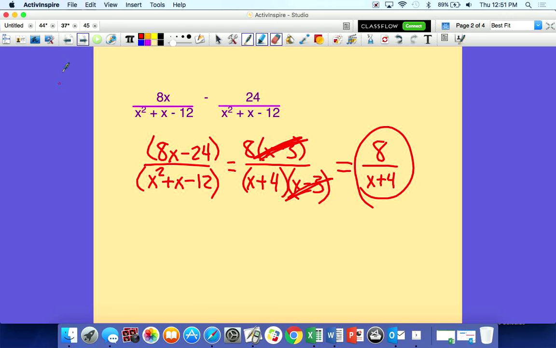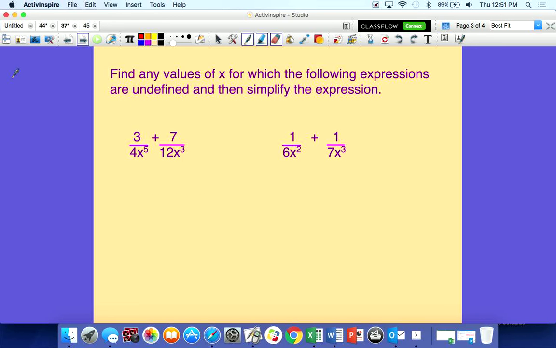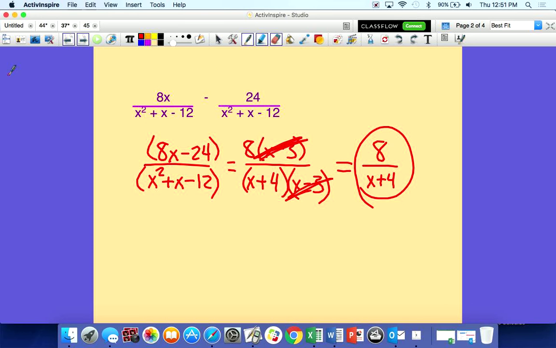Same process, even though it was a binomial on the bottom. Next one, find any values of x for which the following expressions are undefined, and then simplify the expression. Notice the order. It says, figure out which values of x make this undefined first. Well, you've got to do it first whether it says to or not. Because, like on the last one, our x minus 3 canceled out here. Well, here's the thing.